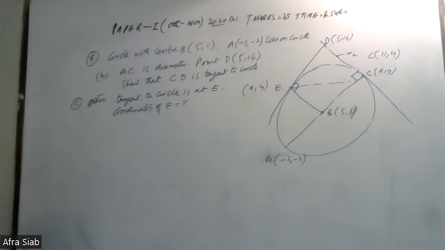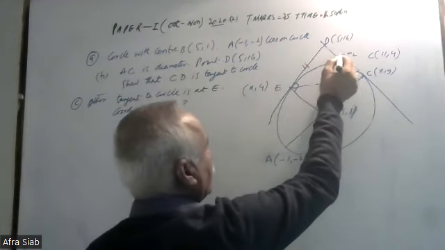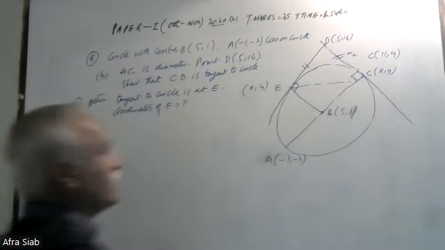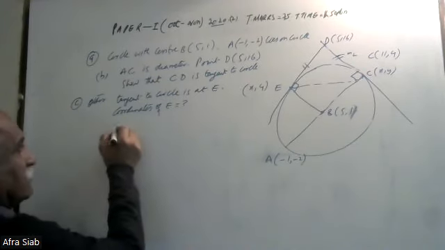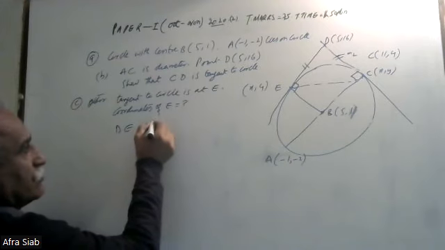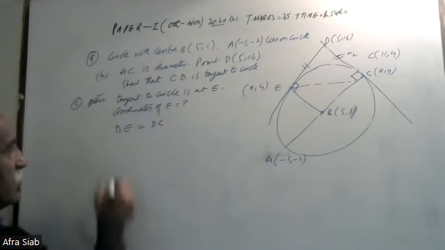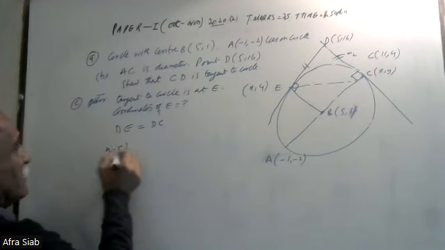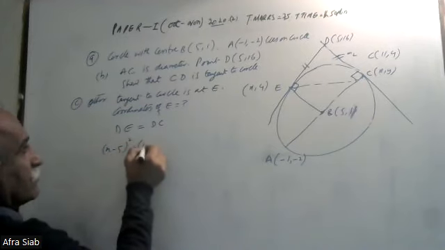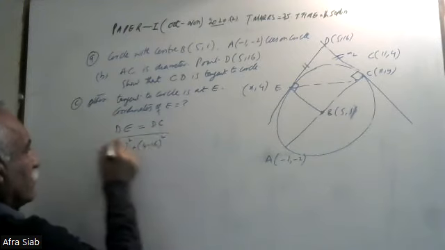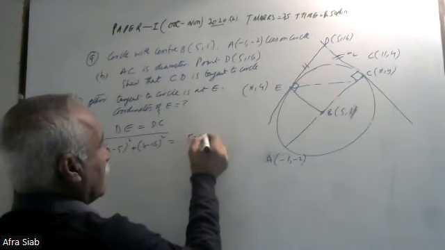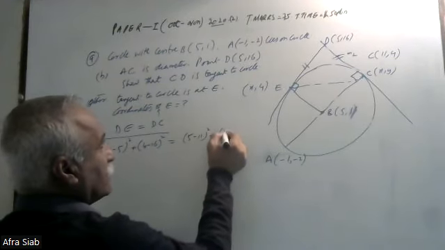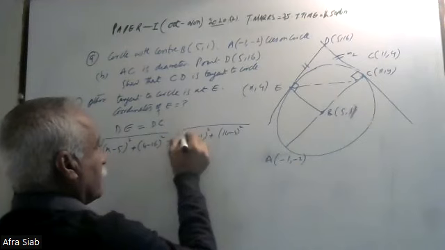And now we know this property from the circle that these two tangents drawn from an external point to the same circle are at the same distance. So we can use this: DE distance is equal to DC distance. Or in other words, square root of (x minus 5) square plus (4 minus 16) square should be equal to square root of (5 minus 11) square plus (16 minus 4) square.